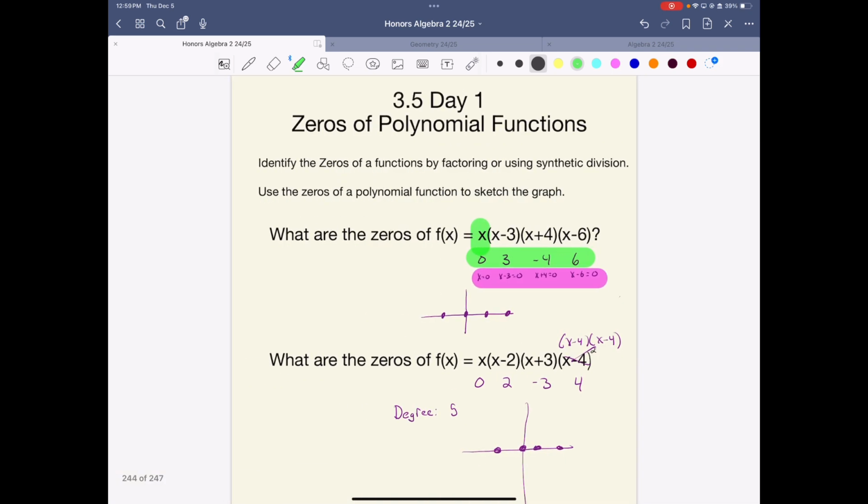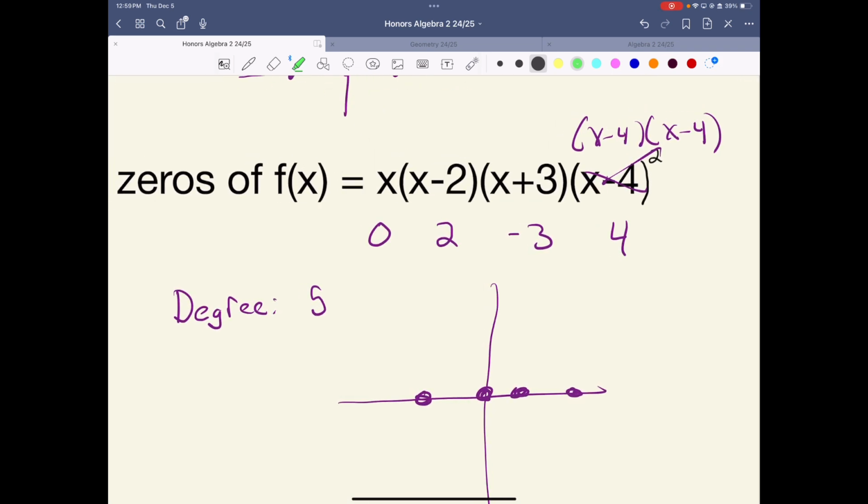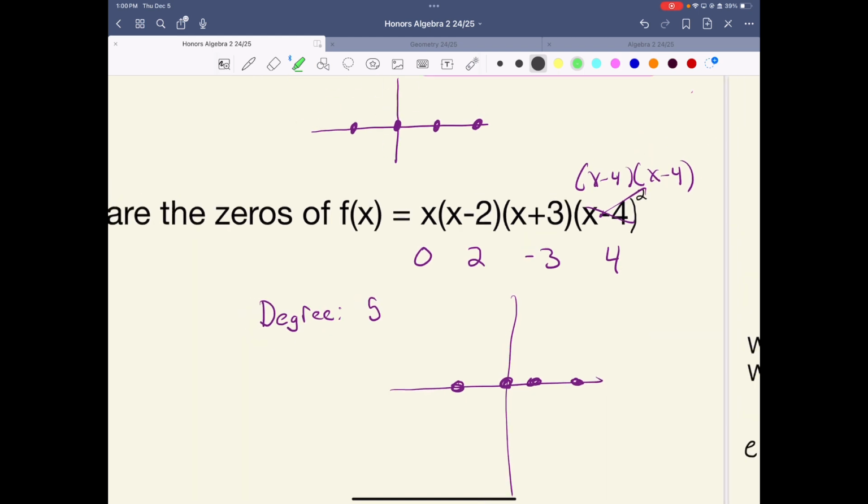Okay, so if we go back to the previous example and we talk about multiplicity, you heard me say 0 occurs once. There's only one time that the answer is 0. So 0 has a multiplicity of 1. 2 only occurs right here, so it has a multiplicity of 1. -3 only happens once. But 4, it happens twice. So 4 has a multiplicity of 2. Okay? And that's what multiplicity is. It's the number of times that that 0 occurs.